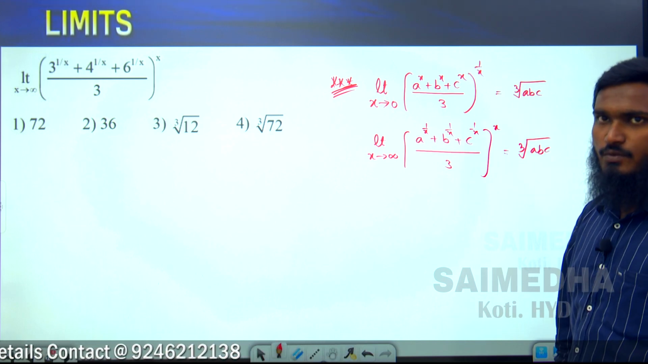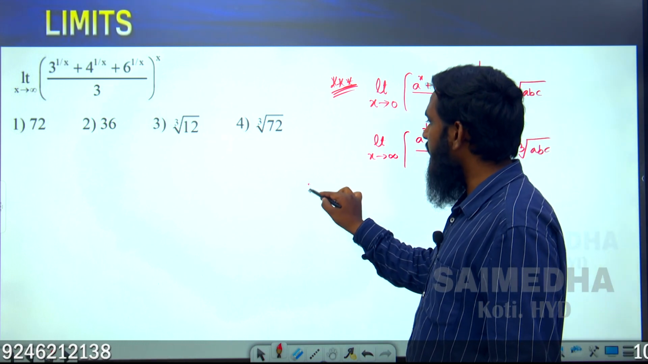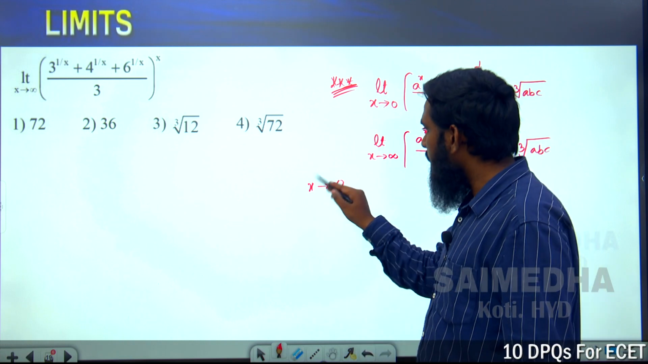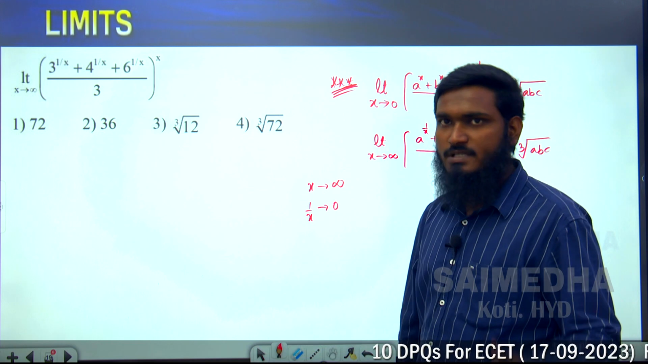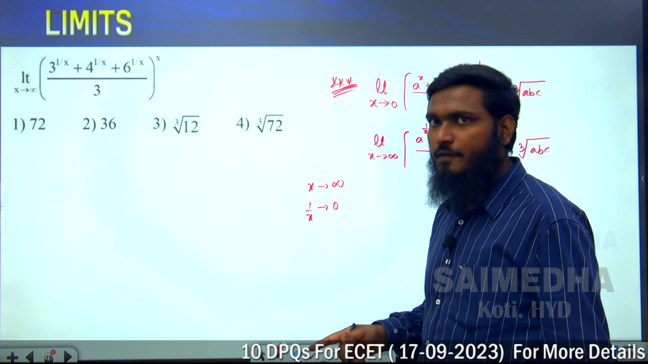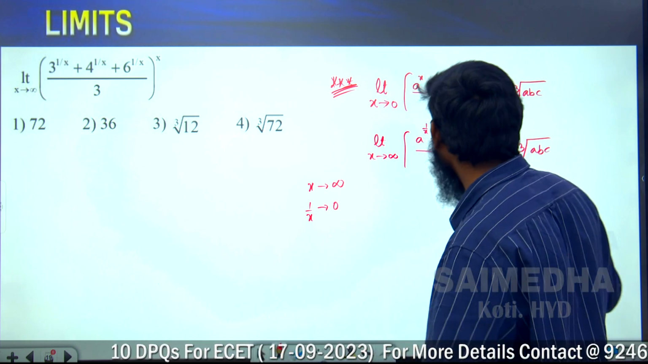Now how do we write this one? Listen carefully. And one more point you have to remember: whenever we have x tends to infinity, the meaning of this is that 1 by x is tending to 0. This condition also you have to remember. Whenever x tends to infinity, 1 by x will be tending to 0. Okay.